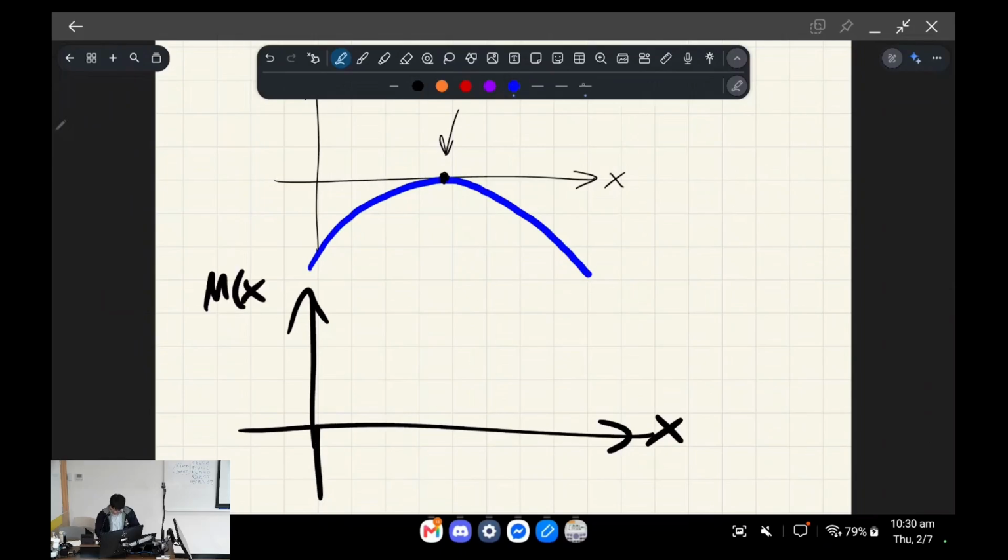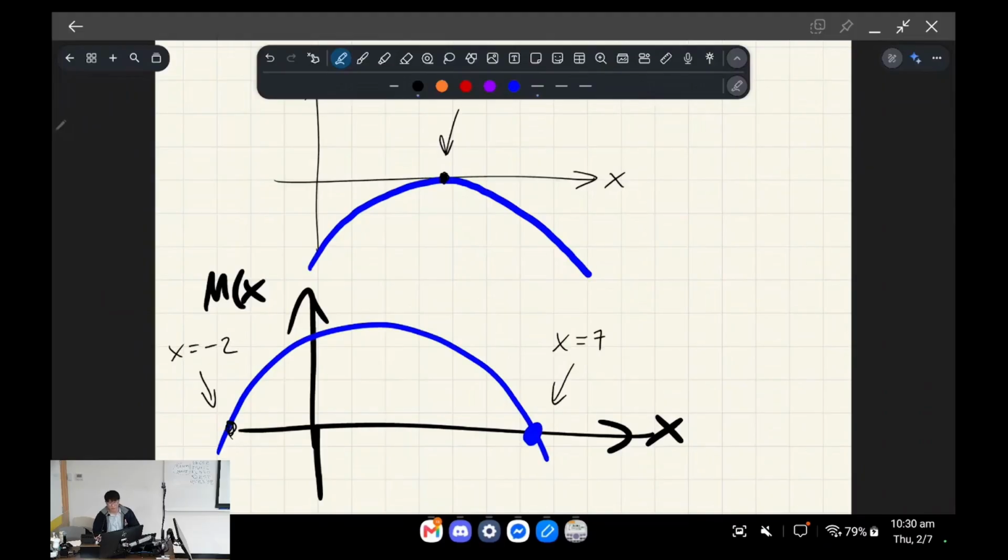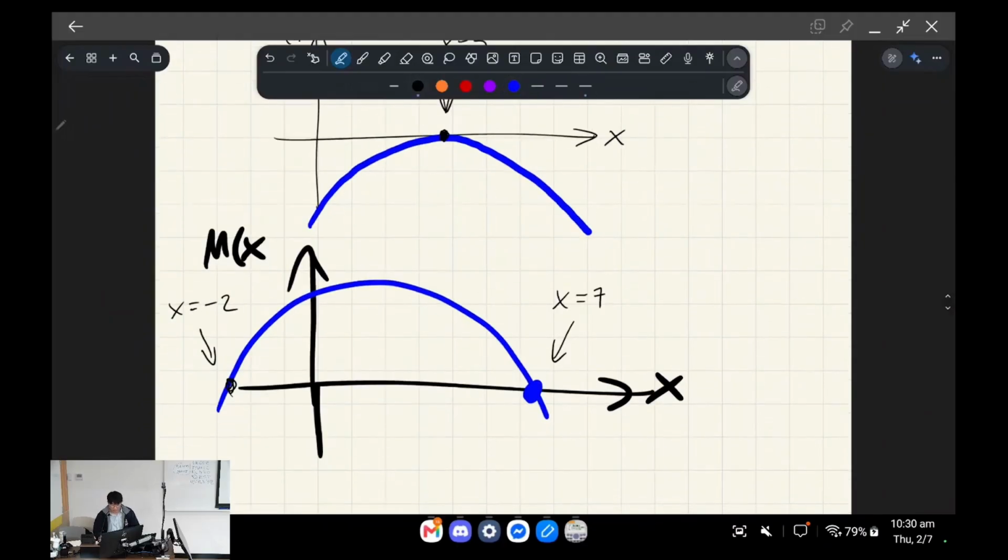So essentially what happens is, let's say there's a parabola that looks like that, okay? So let's say, just for the sake of argument, that at x equals 7, and then over here, x equals -2, here's the roots of the parabola, okay? The thing is, it doesn't really matter because we're only graphing the positive parts, I guess.